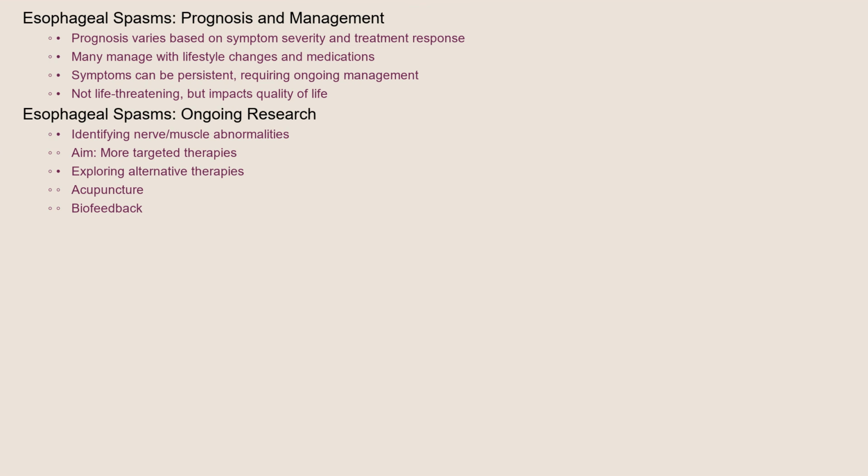Recent research is focusing on identifying the specific nerve and muscle abnormalities that cause esophageal spasms, with the hope of developing more targeted and effective therapies in the future. Studies are also exploring the potential role of alternative therapies, such as acupuncture and biofeedback, in managing symptoms.